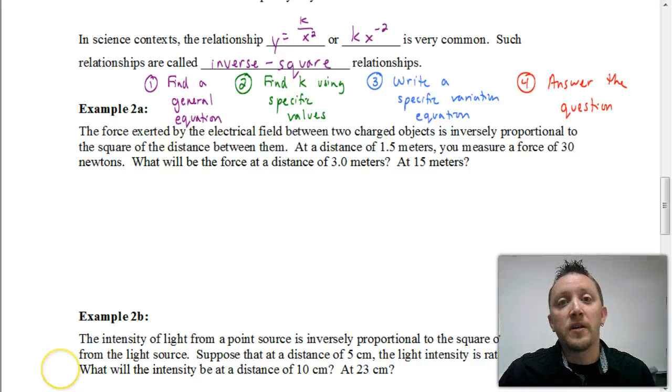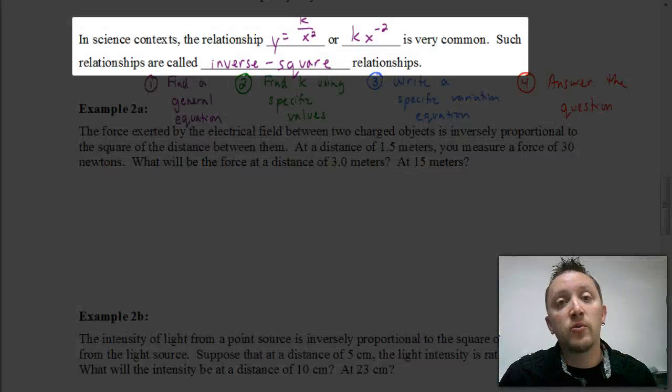Well, welcome. In the previous video, we were introduced to the idea of inverse variation functions in the form y equals k divided by x, and we called those hyperbolas. Well, in this video, we're going to be looking at equations in the form y equals k divided by x squared, or it could also be written as k times x to the negative second power. And when you see something in this form, they're called the inverse square curves or inverse square relations.